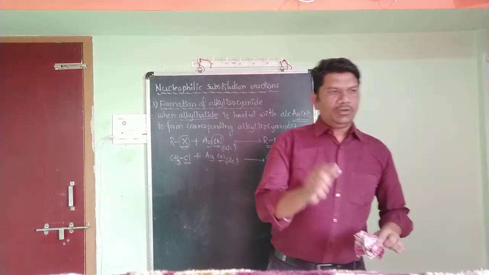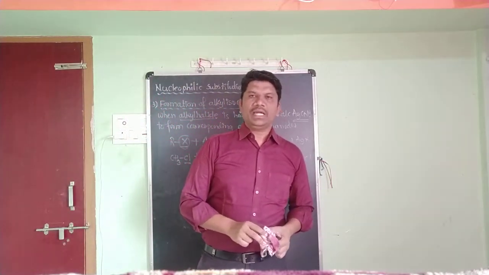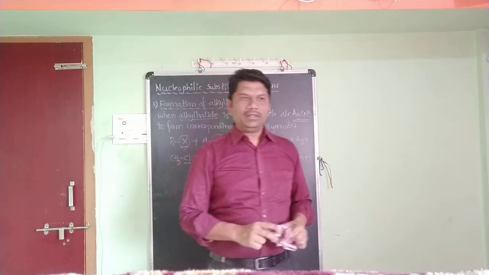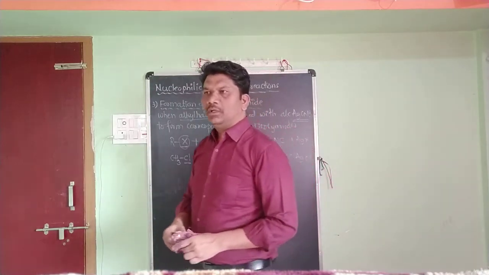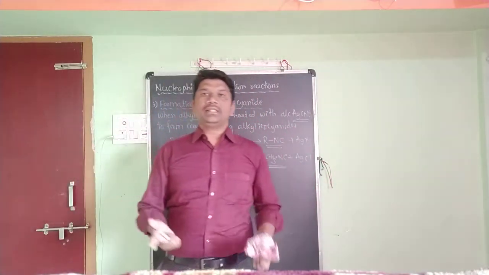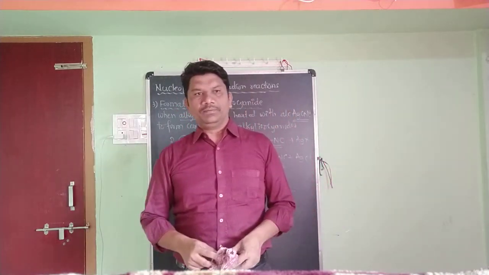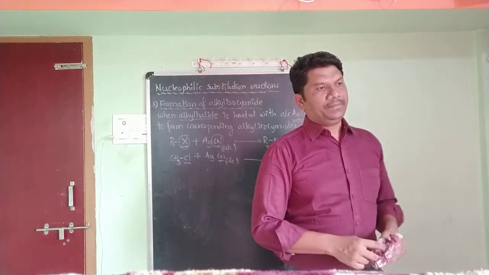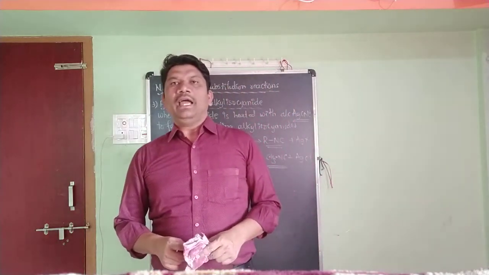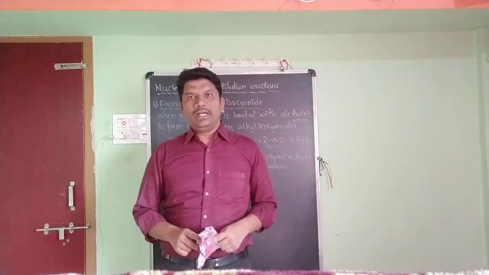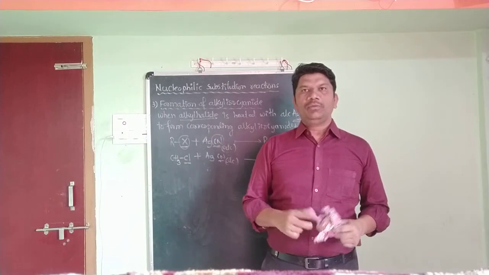So here a question may arise in your mind: in the case of potassium cyanide, alkyl cyanides are formed, and in the case of silver cyanide, alkyl isocyanides are formed. Different types of compounds are formed. So what is the reason for this? See here, cyanide is a nucleophile, and basically this nucleophile is also called an ambident nucleophile. What do you mean by ambident nucleophile?